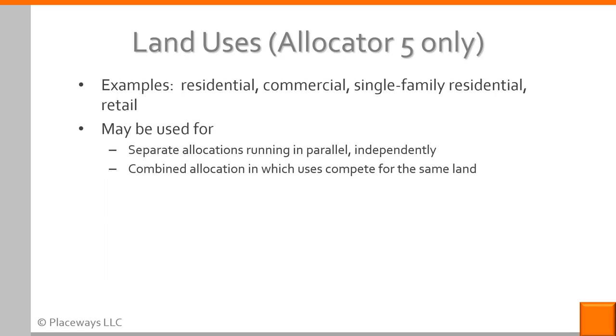The Allocator Wizard only does one land use at a time, but in Allocator 5 you can set up allocations for multiple land uses. These can be general categories like residential and commercial, or more specific ones like single-family residential or retail. Up to 10 land uses are allowed. One reason to do this is just to save time, so you can run, say, a residential and commercial allocation simultaneously. Another reason is that you want to do a combined allocation in which uses compete for the same land.